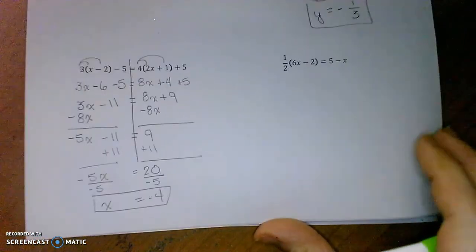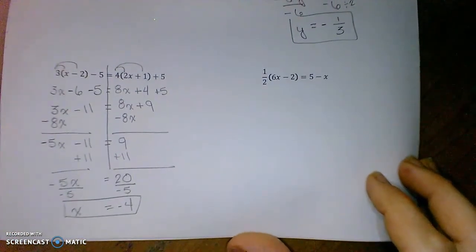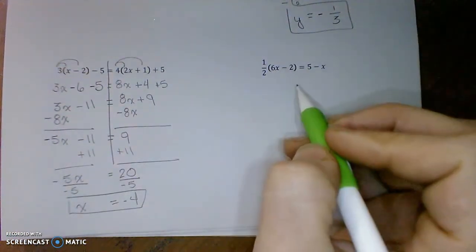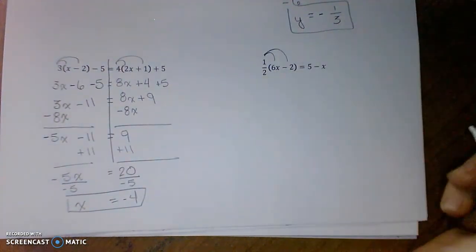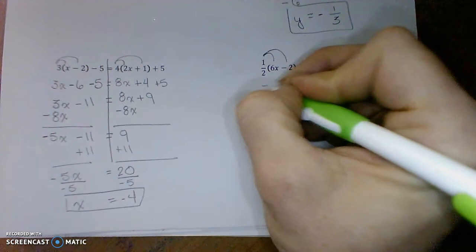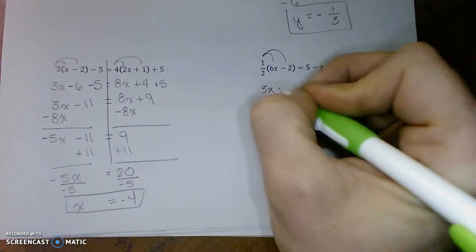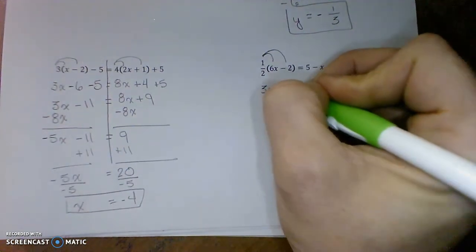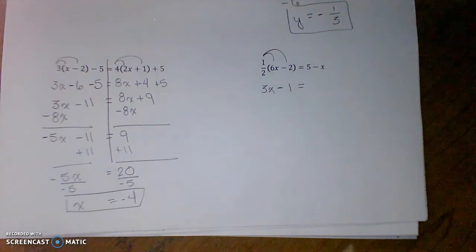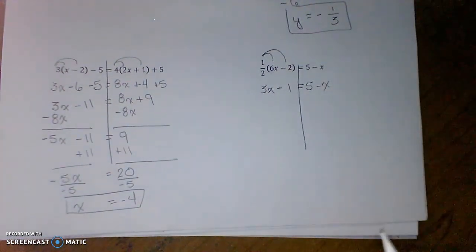All right, and we'll do one last problem together here. This one involves fractions, and I'll need to simplify this left-hand side. I will distribute that 1/2 into the parentheses. 1/2 times 6x gives me, half of 6 is 3. It gives me 3x. Minus 1/2 times 2, half of 2 is 1. Equals 5 minus x. Let me go ahead and put that helping line in.